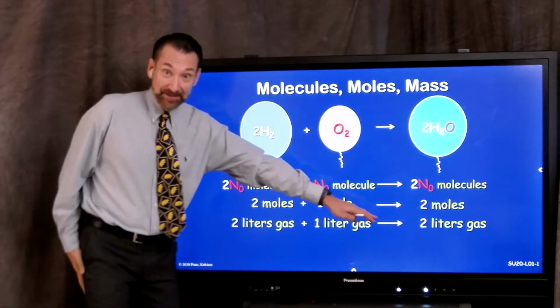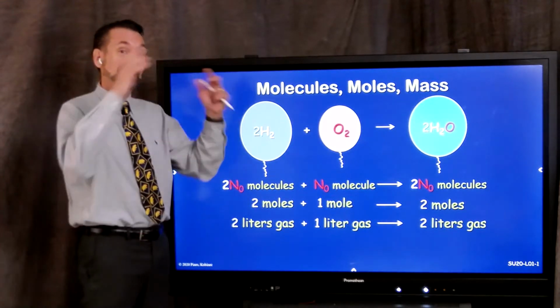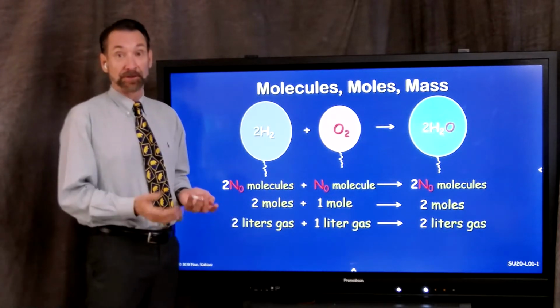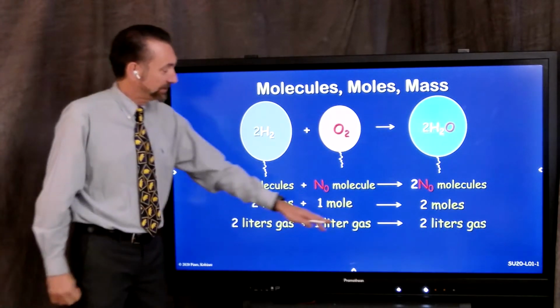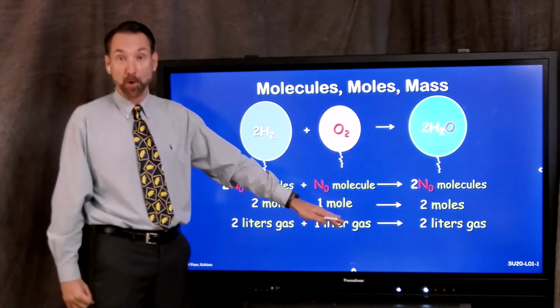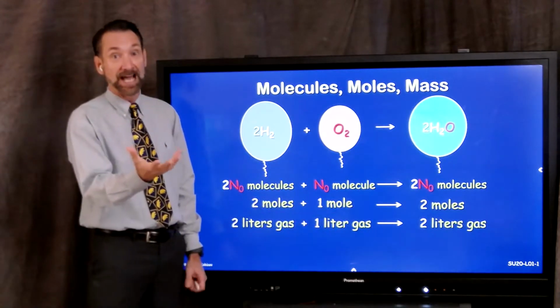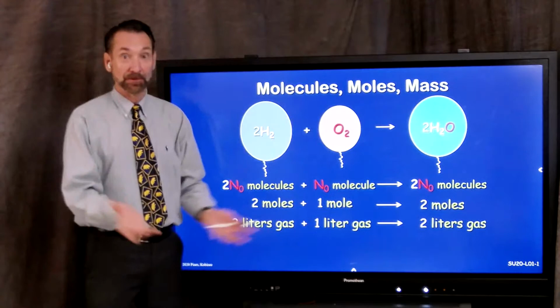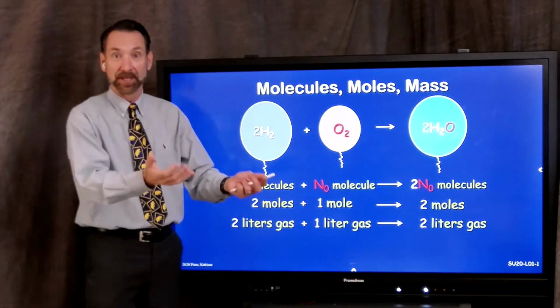If it were a gas, we found that gases, if they're all under the same conditions, have the same volume per mole. So a mole of gas and a volume of gas mean about the same thing.